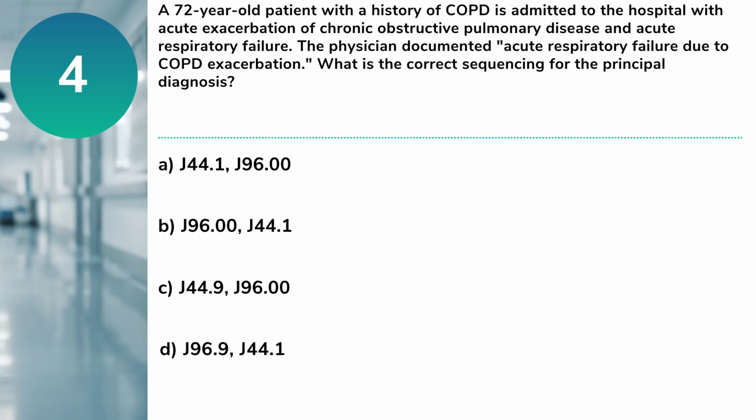Question 4. A 72-year-old patient with a history of COPD is admitted to the hospital with acute exacerbation of chronic obstructive pulmonary disease and acute respiratory failure. The physician documented acute respiratory failure due to COPD exacerbation. What is the correct sequencing for the principal diagnosis?